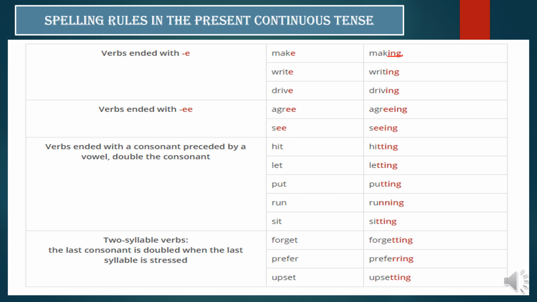Now let's move to the verbs that end with a consonant and they have two syllables. It means two syllable verbs. Two syllable means two sounds, like for, get, pre, fair, up, set. These are verbs that have two syllables. In this case, we also double the last consonant and then we add ing.